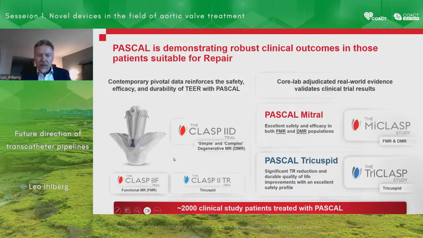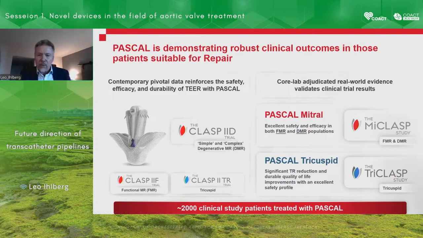We are conducting studies, shown here, called CLASP 2F, which is for functional mitral regurgitation, as well as a study called CLASP 2TR, which is a tricuspid trial. Both of these trials are just about to close their enrollment in the near future, and we're excited to see what the data is going to look like.